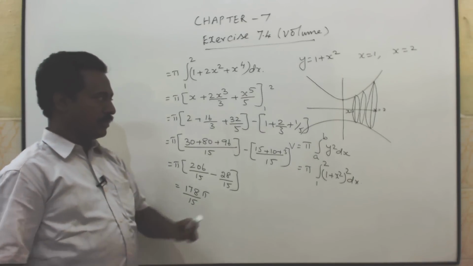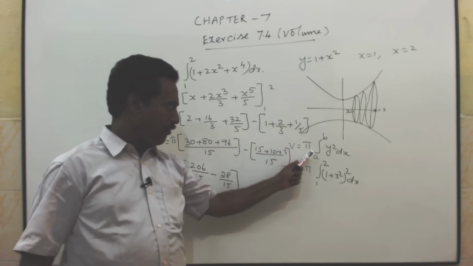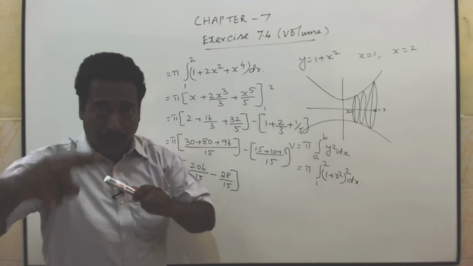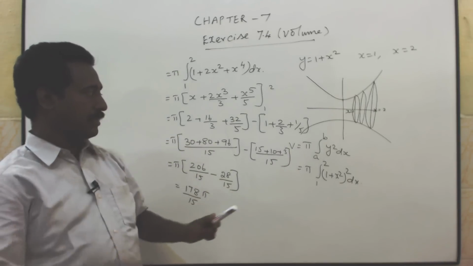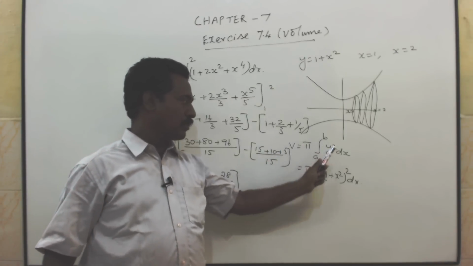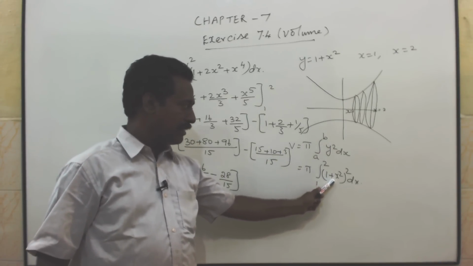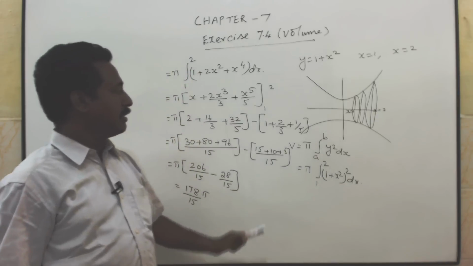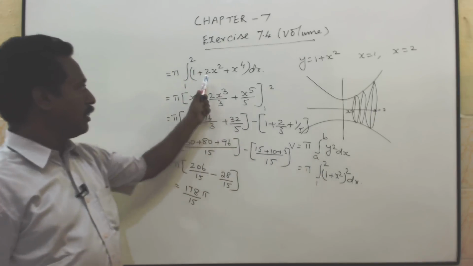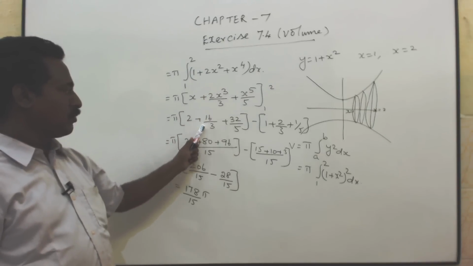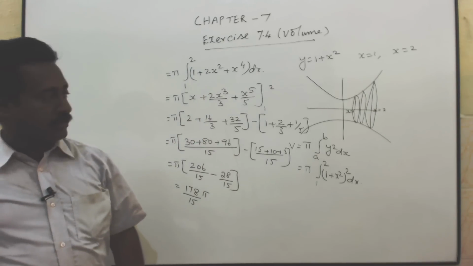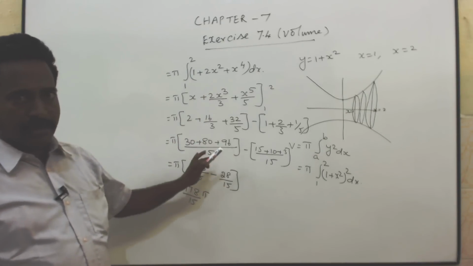Once again listen, the volume formula: volume revolves about which axis? X-axis. That's why a to b y square dx, pi 1 to 2, 1 plus x square of whole square dx, a plus b whole square, then integrate, substitute the limits. Is it clear?